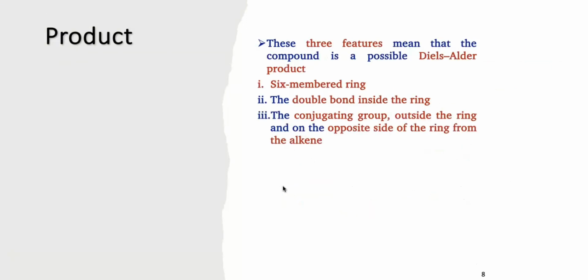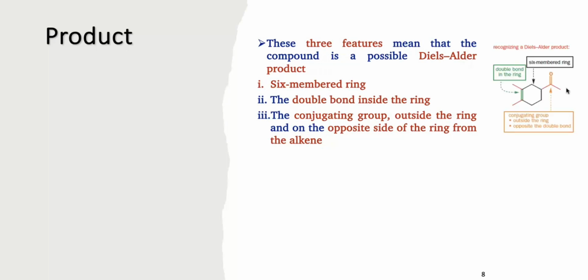Now the features of the product. These three features mean that the compound is a possible Diels Alder product. So the three features for identifying the product of a Diels Alder reaction are the presence of a 6-membered ring, a double bond that is present inside the ring, and a conjugating group that is present opposite to the double bond and which is present outside the ring.